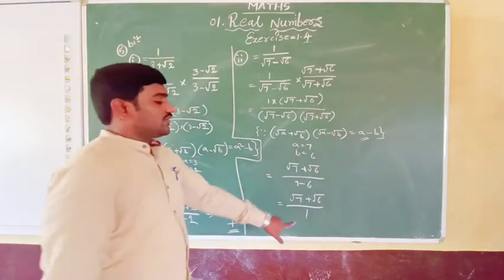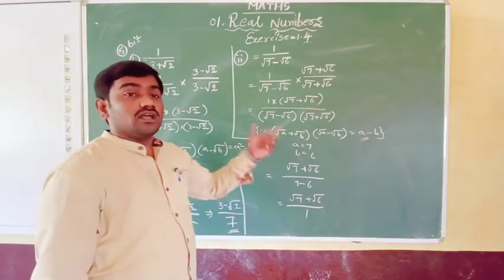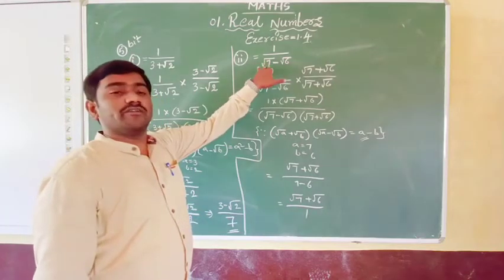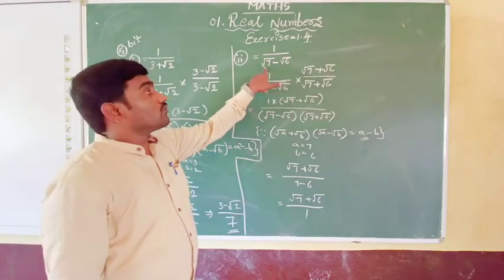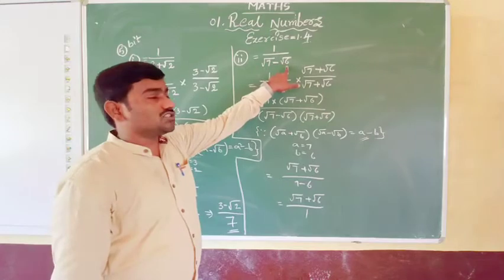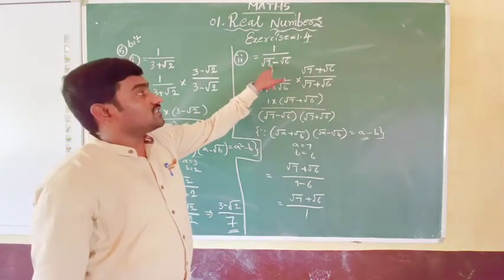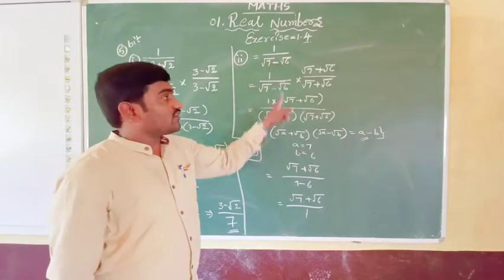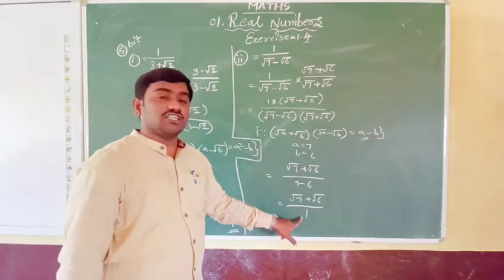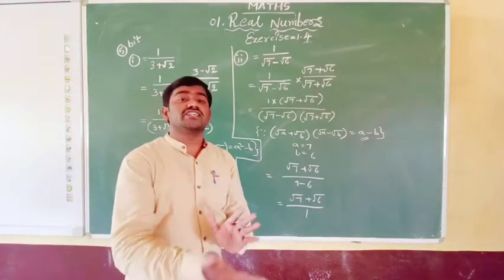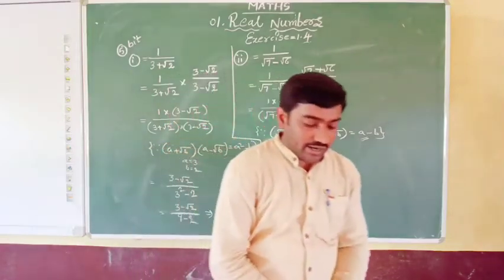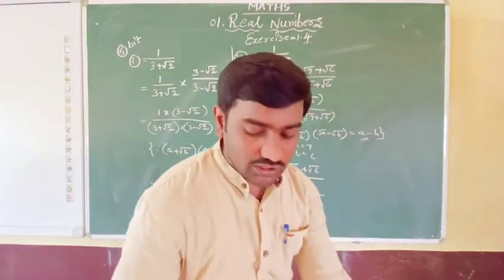So here the denominator is a rational number. That means we rationalized this denominator from root 7 minus root 6 to 1. Yes, before, the denominator is an irrational number. After rationalizing this denominator, we got a rational number. This is called rationalizing the denominator. So we have two more questions here.